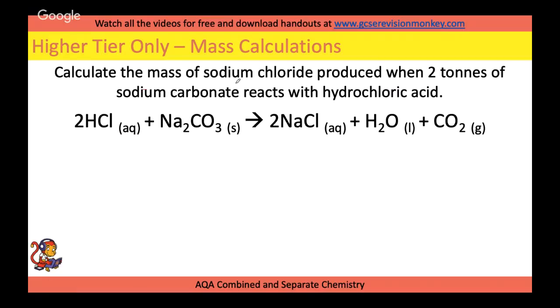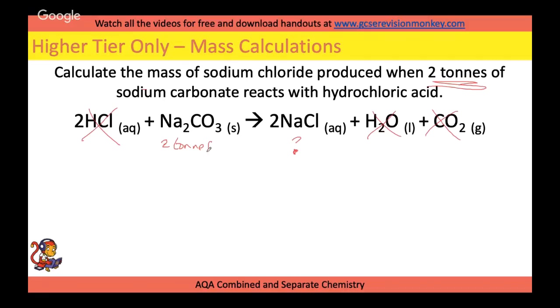Let's calculate the mass of sodium chloride produced when 2 tons of sodium carbonate reacts with hydrochloric acid. So we want 2 tons. I always write it under here, it just helps me out. So 2 tons of sodium carbonate reacting with hydrochloric acid, and how much sodium chloride do we need to make? What we need to find out could well be on this side of the equation as well, it doesn't matter. But everything else, just put a cross through because you don't need to worry about that.